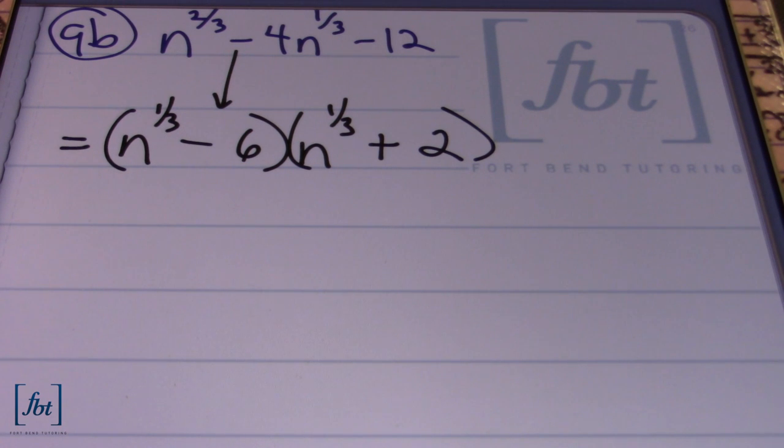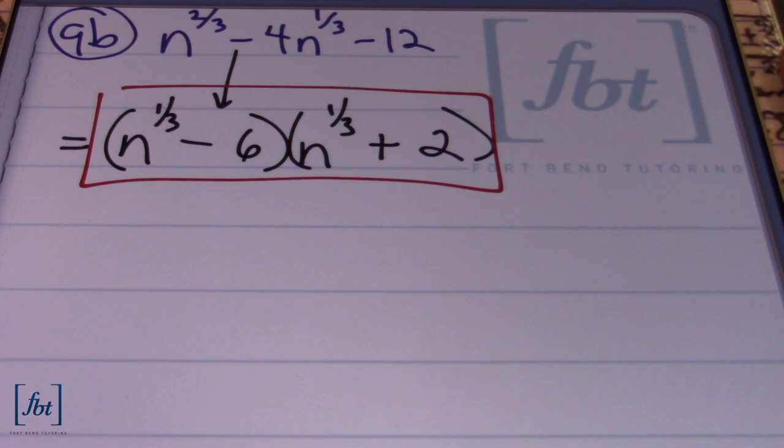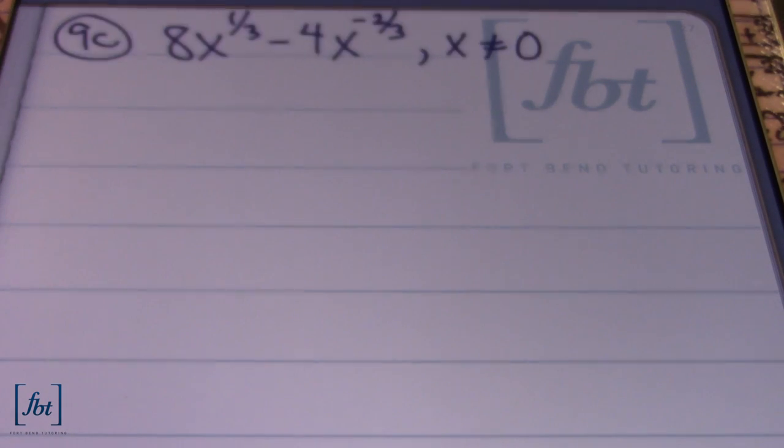That's it. If you were to multiply this back together, you'll get your original result right here. I am red boxing this answer because it's right. It's done. It's over. Next problem. In problem 9C, because we have a negative exponent here, they're ensuring that you know that x cannot equal 0 because that would make it undefined.